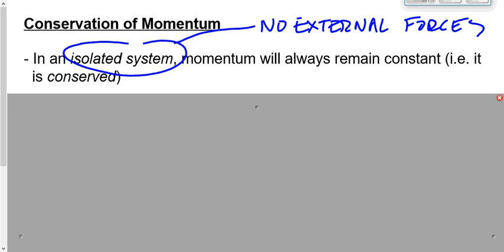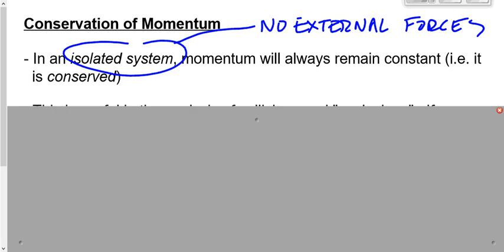Now, sometimes, realistically, there are external forces. If we're analyzing a car crash, and by the way, police officers use this to analyze car crashes, there are all kinds of external forces, right? As soon as these cars collide, there's friction. There's wind resistance. There's all kinds of stuff, all kinds of external forces.